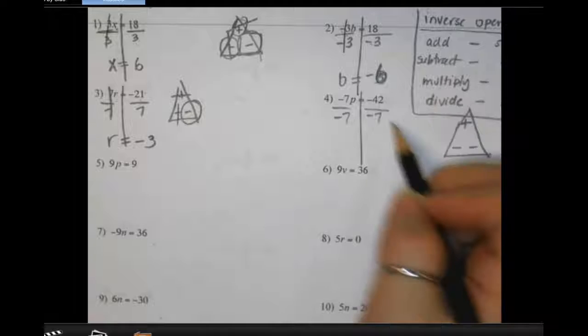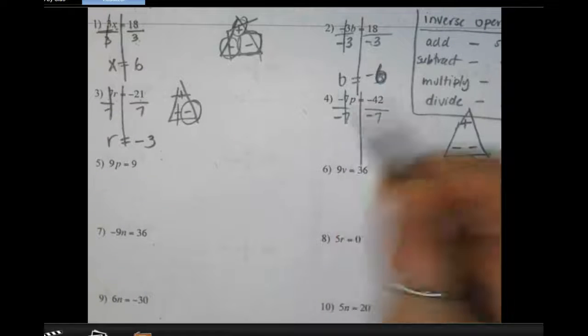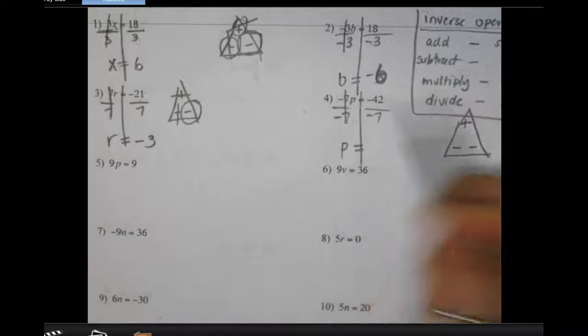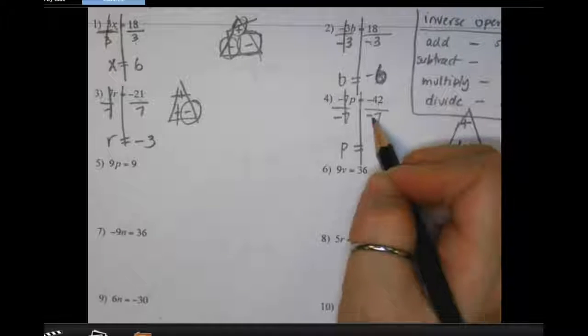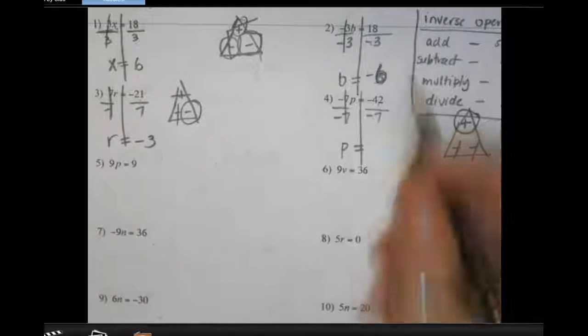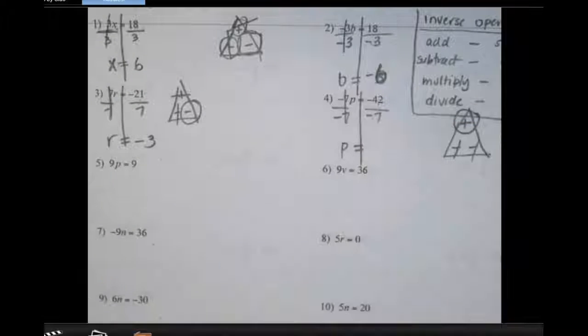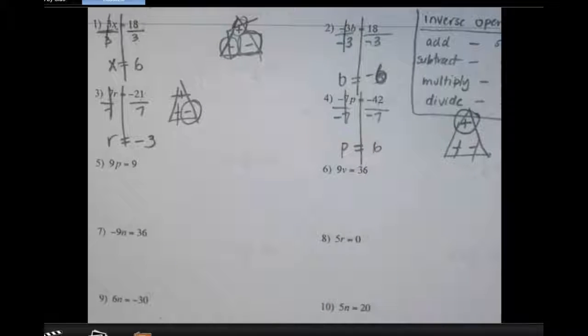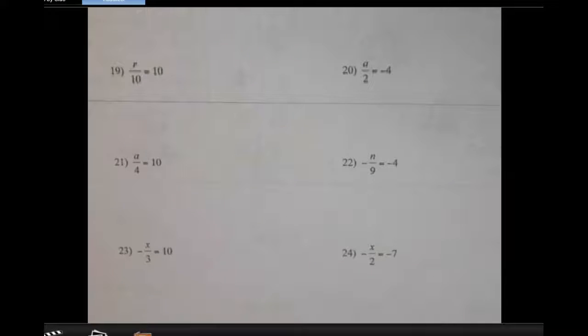All right, so let's go ahead and do this. We know that this becomes 1 and just 1p, right? So I have a -42 and a -7. What's my answer going to be? What is 42 divided by 7? Got it? All right, let's do a couple of the division ones. So flip your paper over to the back side.